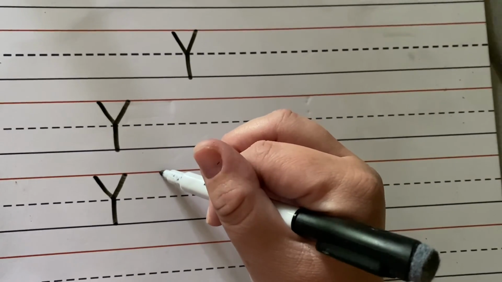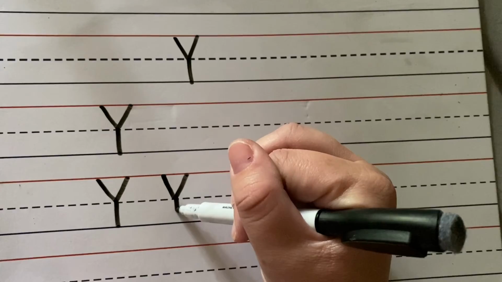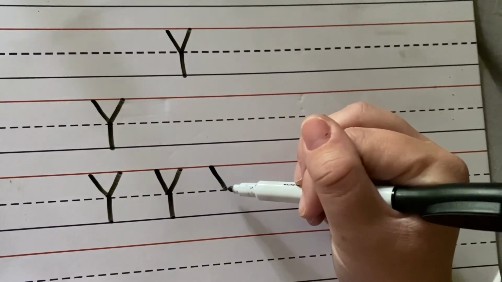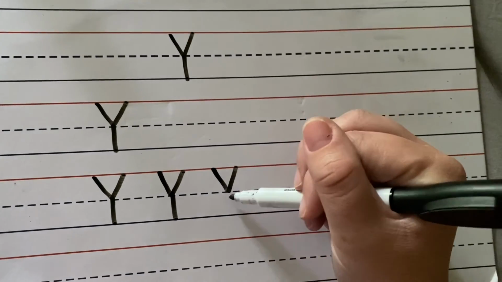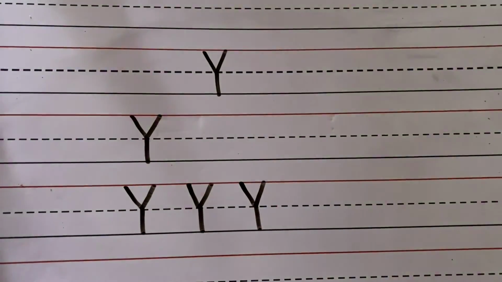Ready? Red to the dot, back up to the red, and bring it down to the blue. Red to the dots, dots to the red, and bring it down to the blue. And now you made the letter Y.